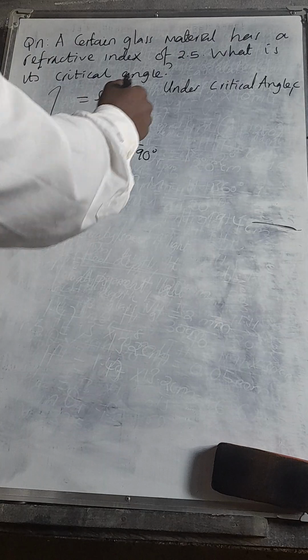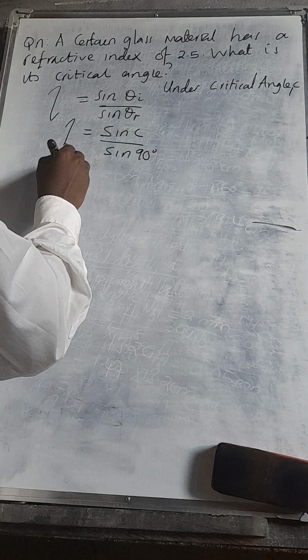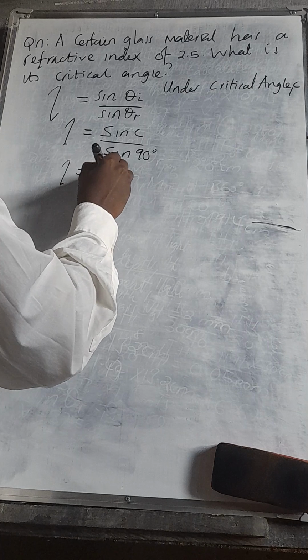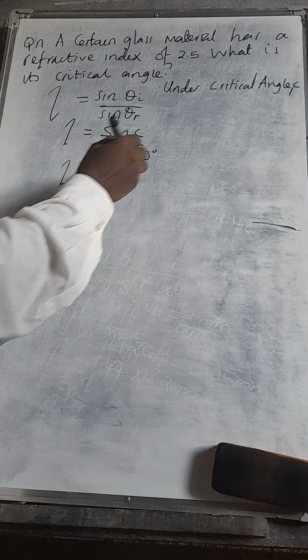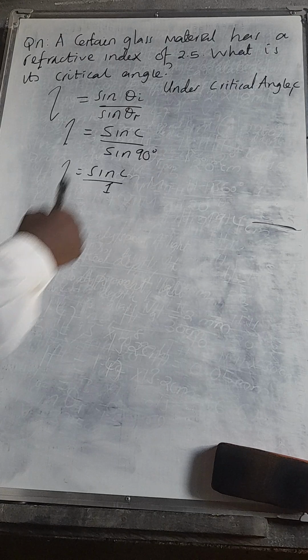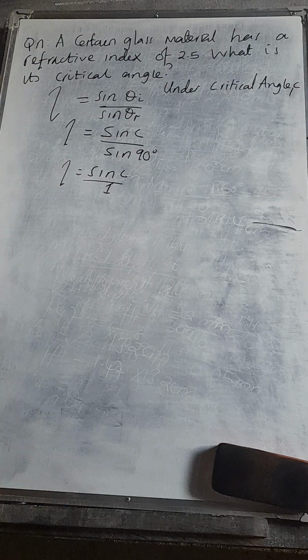Ni angle ya incidence wakati angle of refraction is equal to 90 degree. So what you can say now, eta is equal to sine of critical over 1, kwa sababu sine ya 90 ni moja. The sine of 90 is equal to 1. That is very important to note.